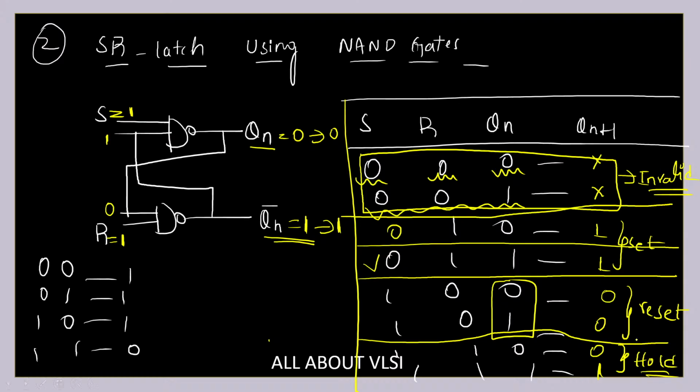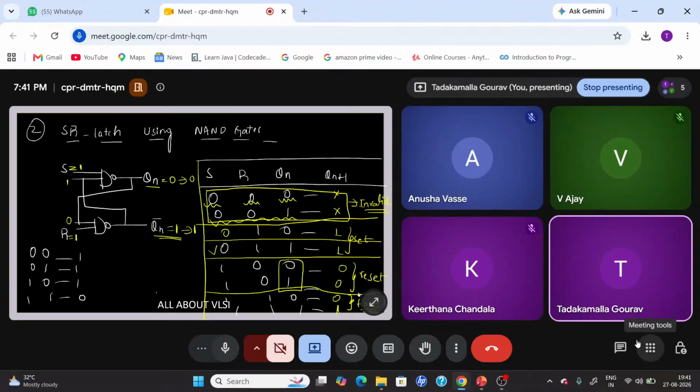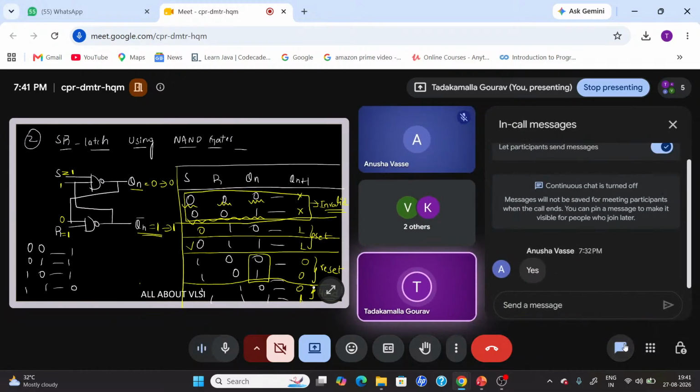So this is how we are going to work with an SR latch using NAND gates. Okay. Is it clear? Any doubts or any queries over here? Shall we move forward?